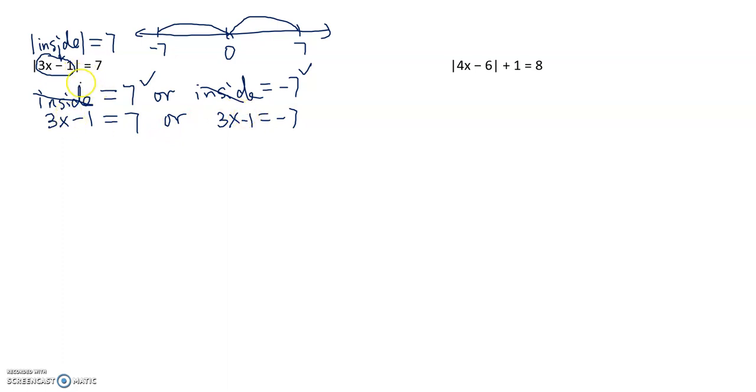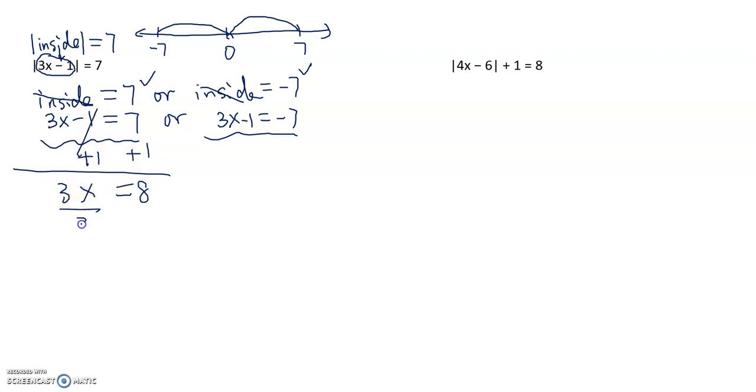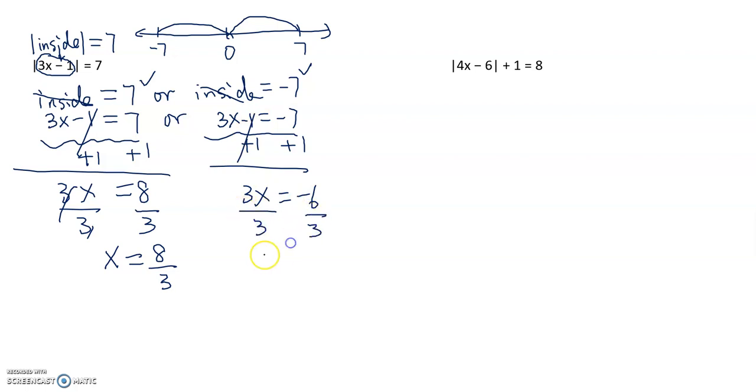So as you can see, it's like take the inside, whatever that is, 3x minus 1, and set it equal to 7 or negative 7. And then we can see that absolute values are gone. We end up with two equations, 1, 2, but we don't have absolute value signs anymore, so we can get x by itself. So we add 1 to both sides, and we get 3x equals 8. Now we divide both sides by 3, and that gives us x equals 8/3. And similarly, we add 1 to both sides here. We get 3x equals negative 6, and divide both sides by 3, x equals negative 2. So this equation has two answers. One of them is 8/3, the other is negative 2.